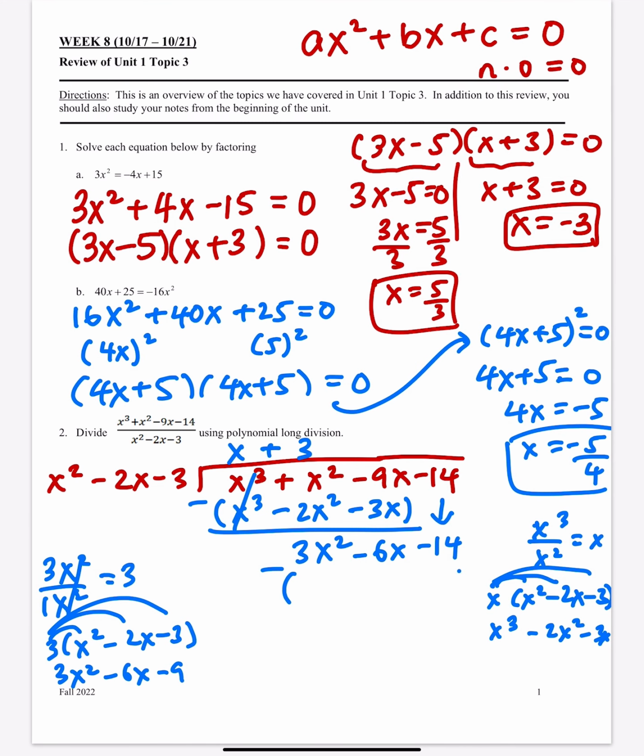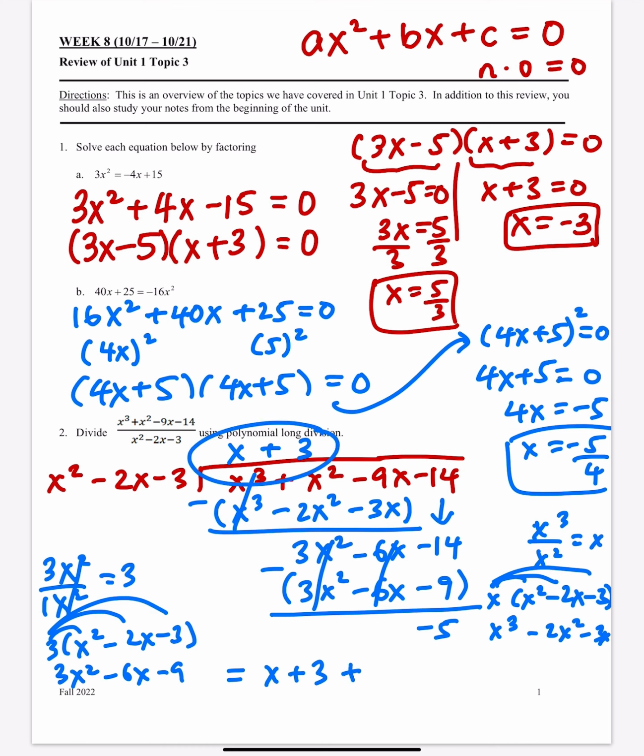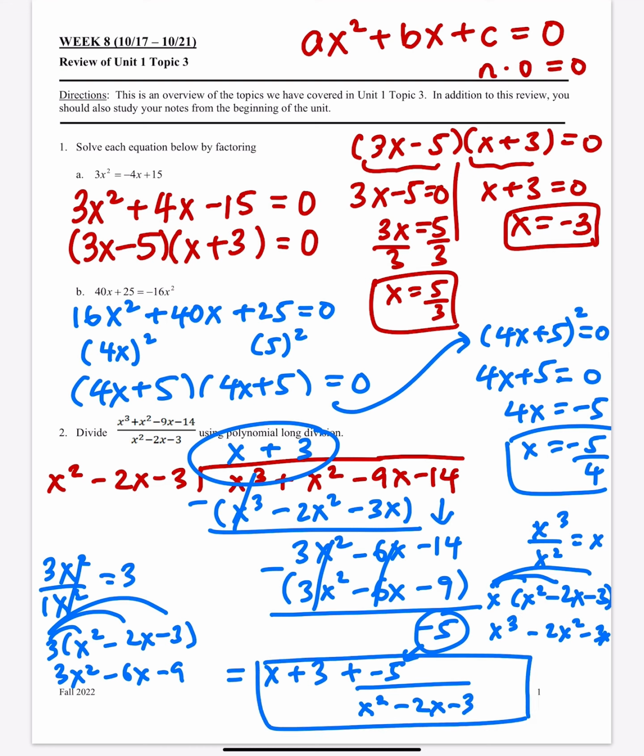So we subtract 3x squared minus 6x minus 9. When we're subtracting and the terms are the same, they just cancel out like this. And we just simply have negative 14 minus negative 9, which is like saying negative 14 plus 9, which gives us negative 5. And when you're done, make sure that you write down the solution. The solution is equal to x plus 3, that is our quotient, plus the remainder, which is the leftover, negative 5, all over our divisor, which is the stuff in red, x squared minus 2x minus 3. And that is our final answer.